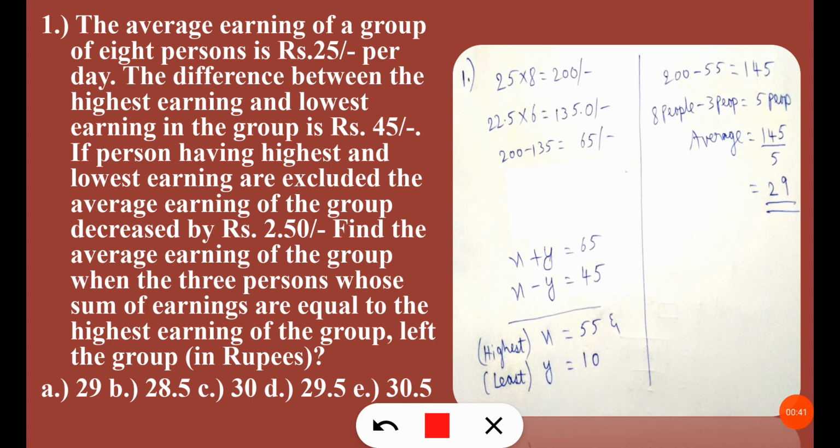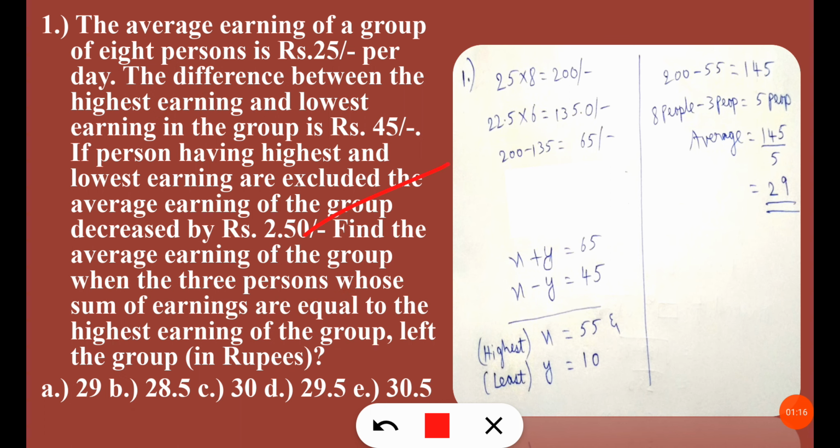The meaning of the question is there are 8 people in a group whose average income per day is 25 rupees. And the difference between the highest earning person and least earning person in that group is 45 rupees. If these two persons are excluded from the group, the average decreased by 2 rupees 50 paise. And now we have to find out the average of the group when 3 people left the group whose sum is equal to the highest earning person.